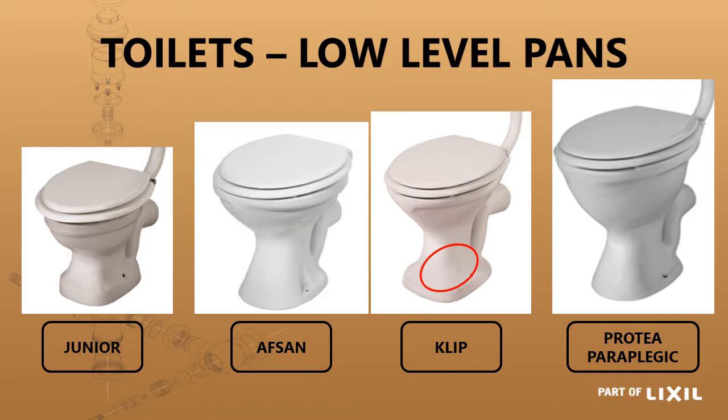The paraplegic toilet has got extra height, so the distance from the floor to the top rim of the pan is 480 millimeters, which has got a tolerance of 10 millimeters, so it's plus or minus 10 millimeters. But the requirement for that is to enable a user in a wheelchair to be able to transfer directly from a wheelchair onto the pan and from the pan back onto the wheelchair, which will be at a similar height.